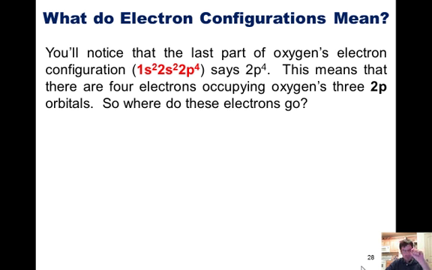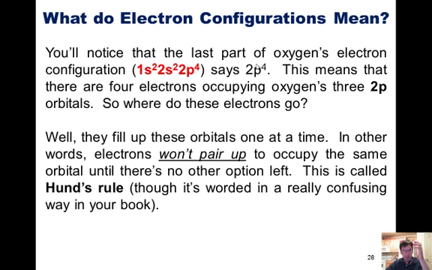Now you'll notice that the last part of oxygen's electron configuration, 1s2, 2s2, 2p4, says 2p4. This means that there are 4 electrons occupying oxygen's 3 2p orbitals. So where do these electrons go? Well, they fill up these orbitals one at a time. In other words, electrons won't pair up to occupy the same orbital until there's no other option left. This is called Hund's rule, although it's worded in your book in a really baffling manner.